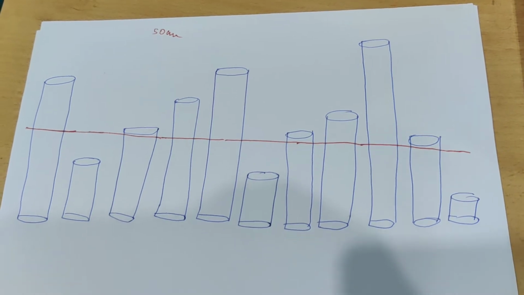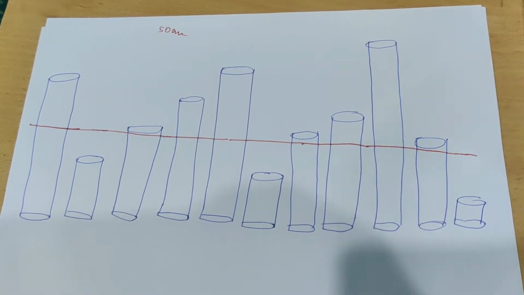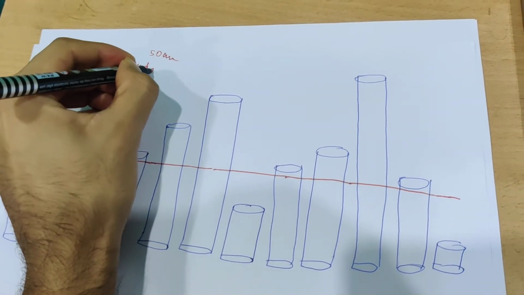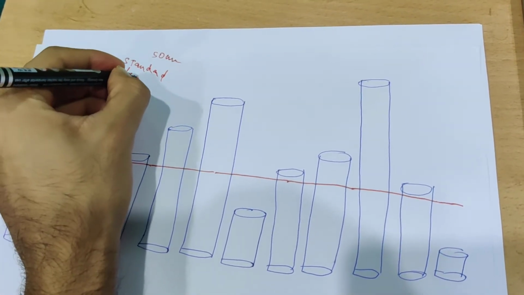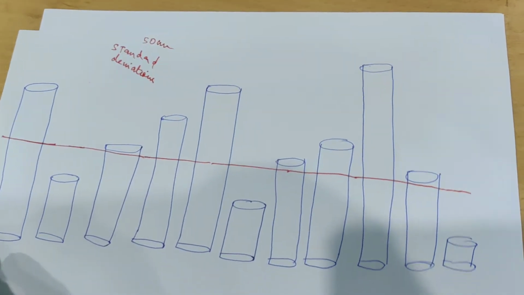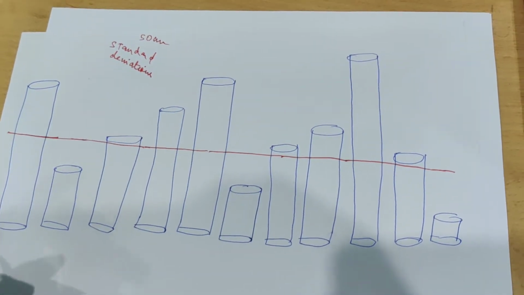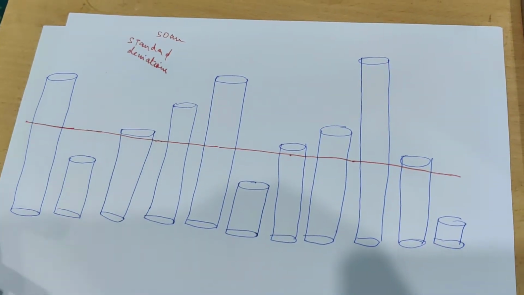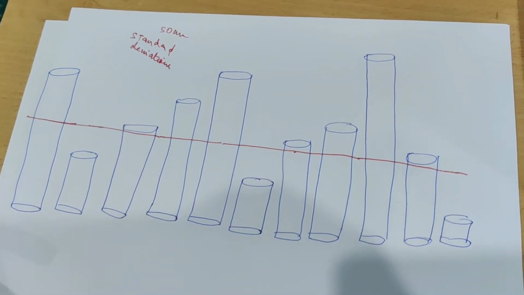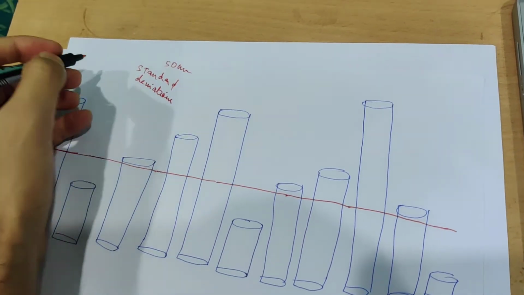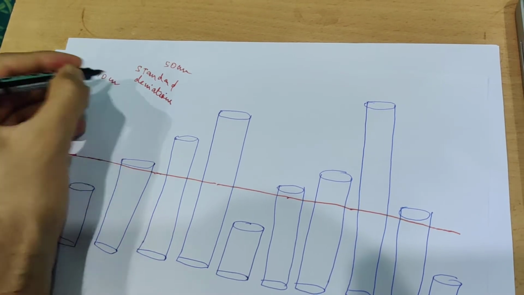So according to statistics, what is done is the standard deviation is taken, which tries to cover all the samples in a group. If anyone is a student of statistics, he or she may know how standard deviation is calculated. So suppose the standard deviation of this group is 10 centimeters.